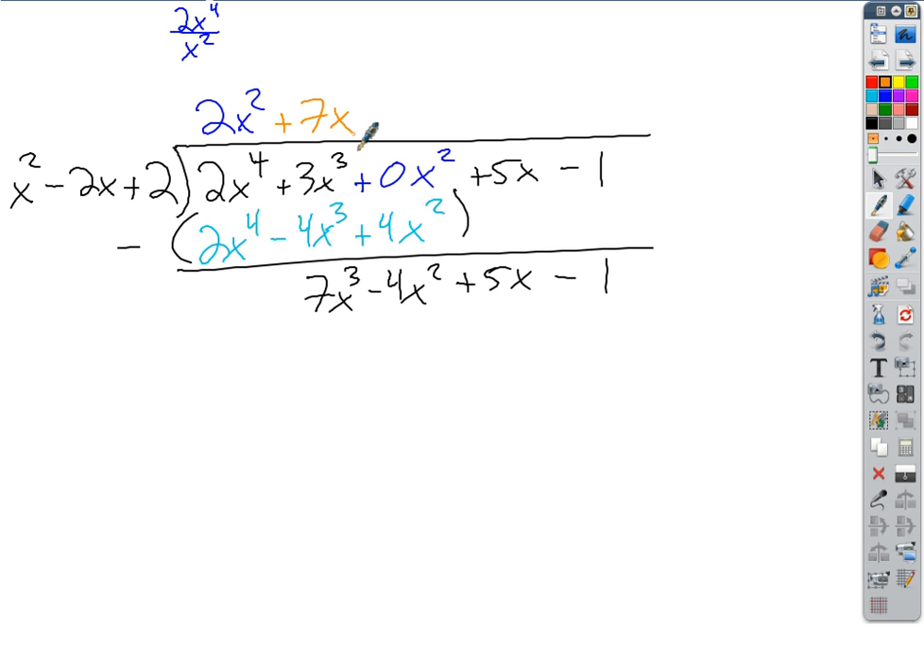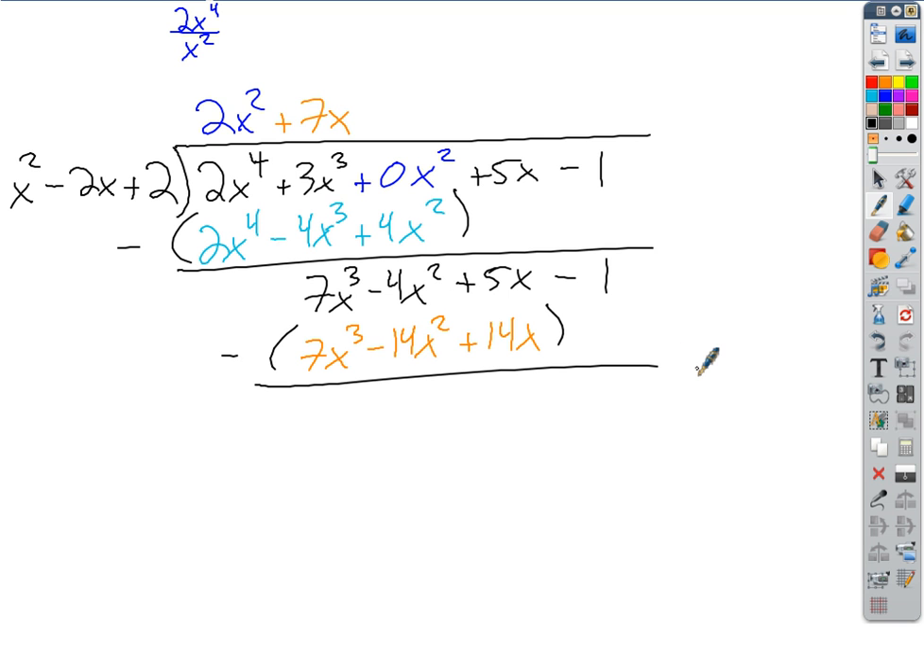Okay. So we'll distribute the 7x all the way through, and multiply the 7x by each term, right? And what do we get when we do that? 7x times x squared is our 7x cubed. Good. 7x times negative 2x. 7x times 2. Okay, good. And we'll subtract the whole thing.